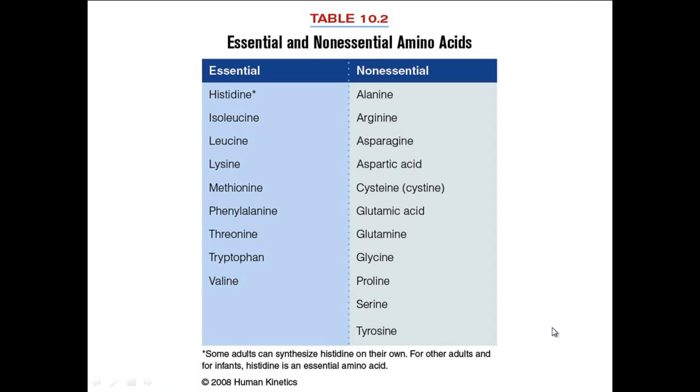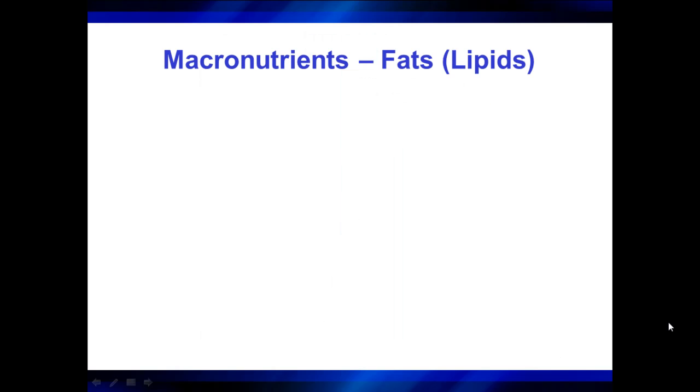So of these amino acids, the essential ones are listed on the left and the non-essential on the right. Now it isn't technically required for you to know the 20 amino acids at all, just to be aware that there are different types and they're put together to form different proteins.